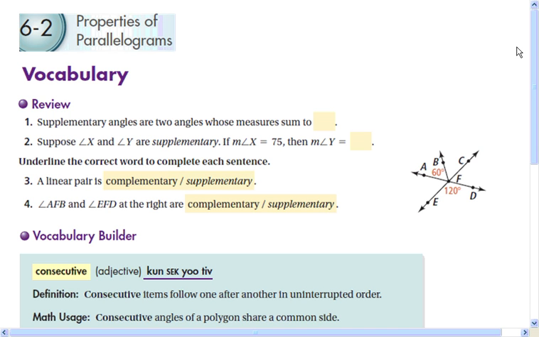Supplementary angles are two angles whose measures sum to 180. Suppose x and y are supplementary. If the measure of angle x equals 75, then the measure of angle y equals 105. A linear pair is supplementary. Angle AFB and angle EFD at the right are supplementary.